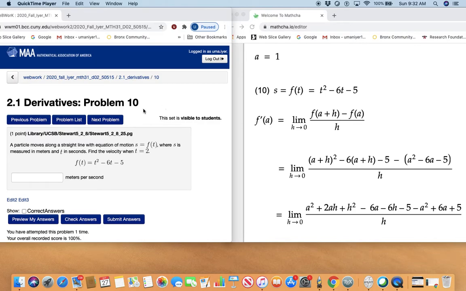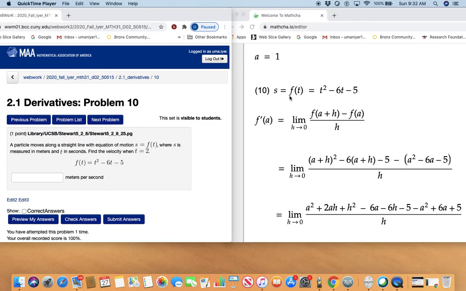Problem 10. A particle moves along a straight line with equation of motion s equals f of t. s is measured in meters, t in seconds. Find the velocity when t equals 2. f of t is given by this. So remember, velocity is the derivative of position.